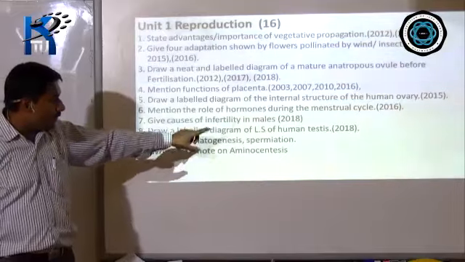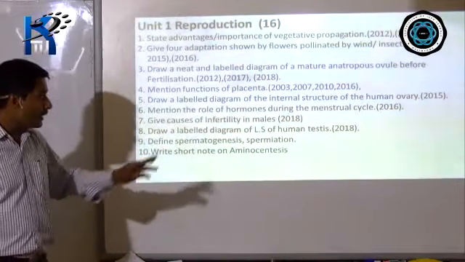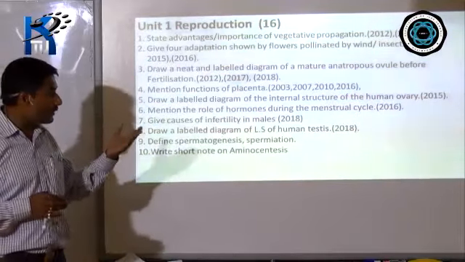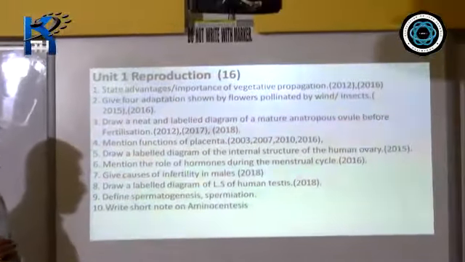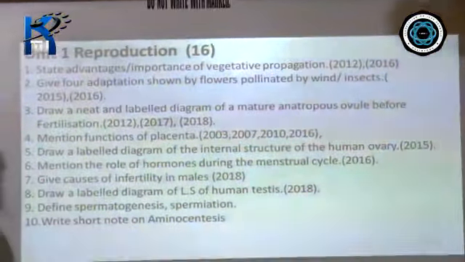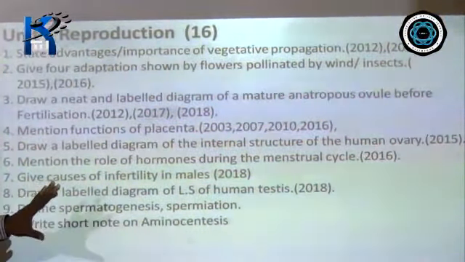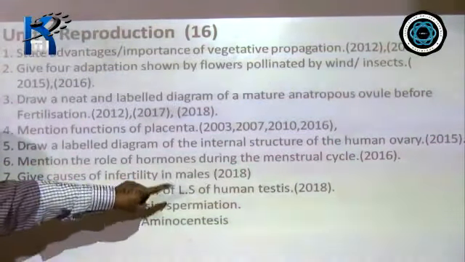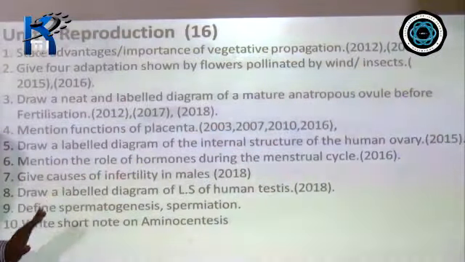Draw a labeled diagram of a longitudinal section. You have to understand that sometimes LS will be asked, so you have to give LS. Some students may draw only the anatomical view, only the dorsal view or ventral view, not a longitudinal section, so you will not get the marks for that. So draw a labeled diagram of a longitudinal section of the human testis. This also you have to keep in your mind.